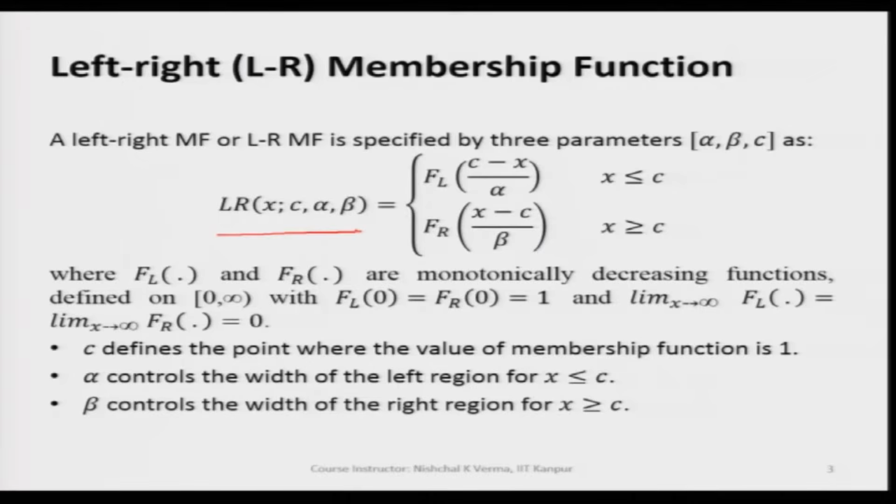So, you see here the left right membership function can simply be defined as LR of x semicolon C, alpha, beta, is equal to FL of (C minus x) over alpha, and this is when we have x less than or equal to C, and FR of (x minus C) over beta, and this will be when x is greater than or equal to C.